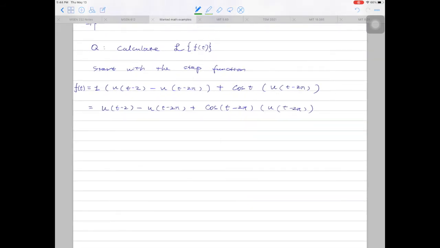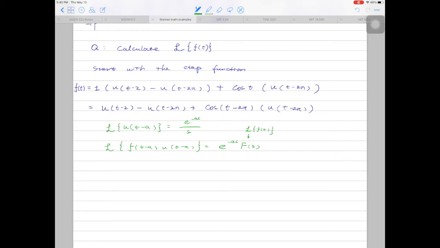And now let's recall what we have learned in the last video. The first is the Laplace transform of the step function. Laplace transform of u(t - a) is equal to e to the power of -as over s. The second is the t-shift. Laplace transform of f(t - a) times u(t - a) is equal to e to the power of -as, then capital F(s), where capital F(s) is the Laplace transform of f(t).